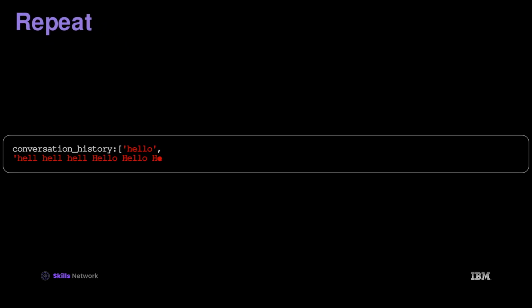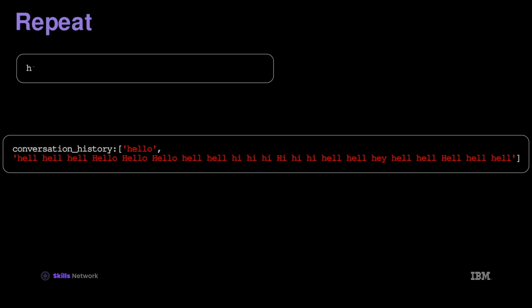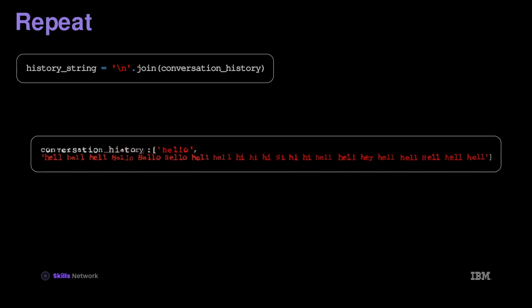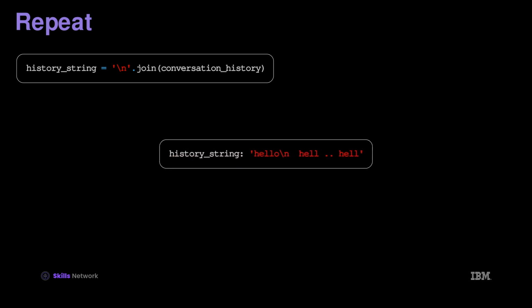Alright, to continue chatting with your chatbot, we repeat the process. There's two more things we need. We take our conversation history list and convert it to a string. Don't forget the \n and the join method. And then for a new prompt, we simply assign it to the variable input_text and we repeat the process.